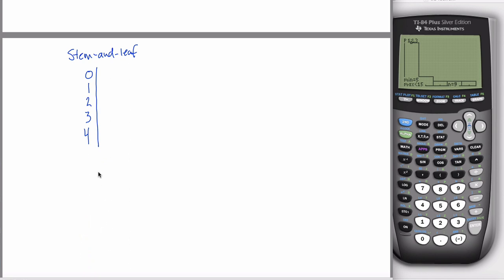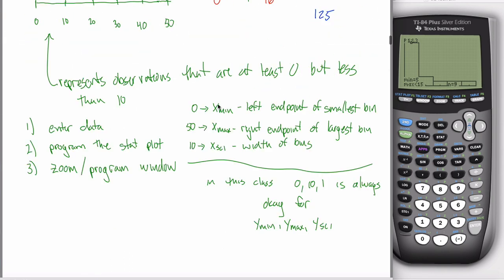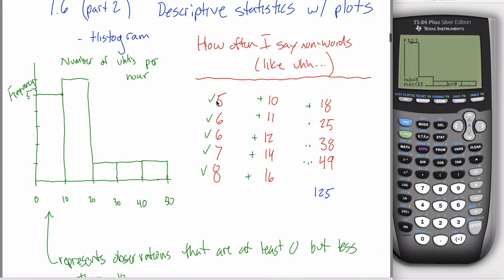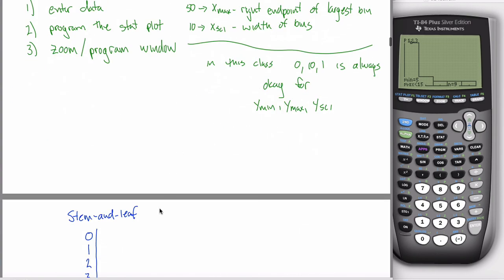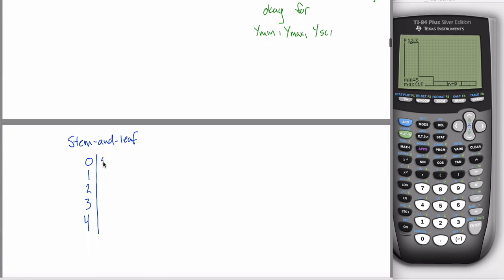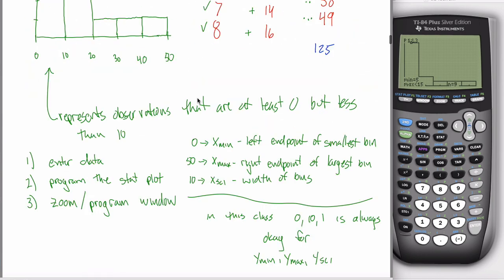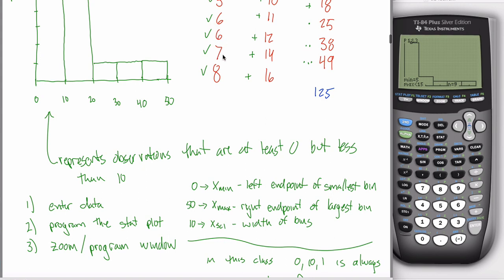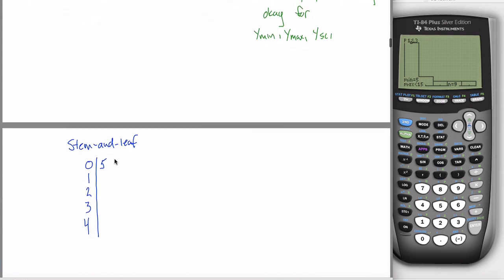And then what you do, now that you have all your stems, is you add your leaves. So this observation had the implied 0 as the stem and its leaf is a 5. So what that means is next to the 0 right here, I want an added 5. Then my next observation, I got a 6, and then another 6, and a 7, and an 8. So the way I'm going to depict those is with the 6, another 6, a 7, and an 8.